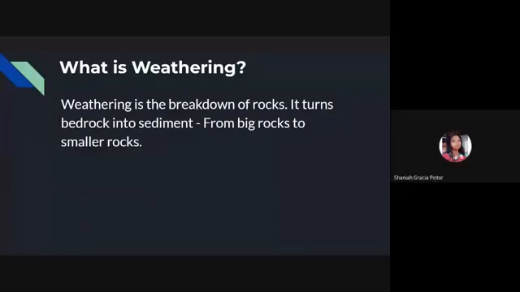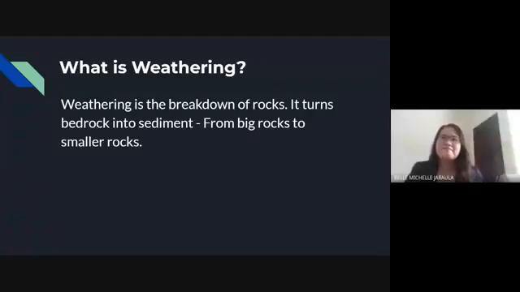Weather, ma'am. Weather? No, weathering is different from weather. Let me explain. Weathering is the breakdown of rocks. It's not connected to the weather. It is a process. Weathering is a process. It is not the weather that we all know of. Weathering occurs in place. Do not ever confuse weathering with erosion, because erosion is the movement of a particle from one place to another. So never confuse weathering with erosion.